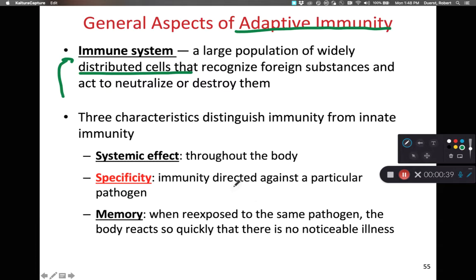So for this to work, for our adaptive immune system to work, we need it to be systemic. It needs to be all the way throughout the body. It needs to be specific to the specific pathogen, so it only focuses on that specific substance made by that specific pathogen. And then we need to have some kind of memory so that on subsequent exposures to the pathogen, we are able to respond more efficiently during the neutralization process.